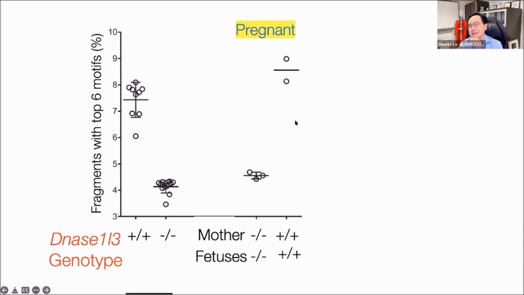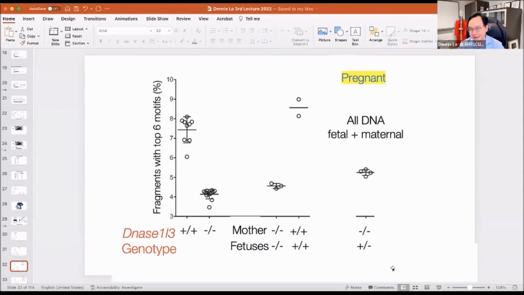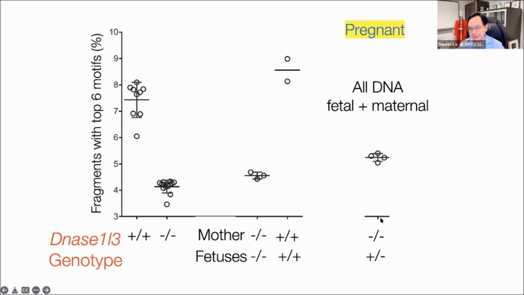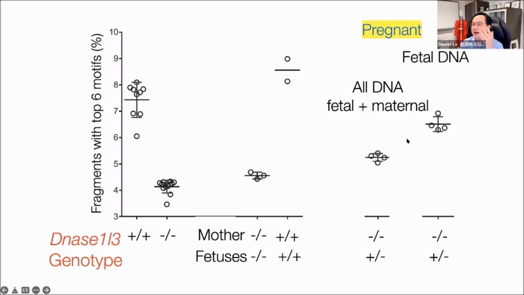Now the interesting bit is if the baby and the mother have different genotypes. So remember, if the mother has the knockout, but the baby is heterozygous, then you can see there's a partial salvaging of the frequency. And finally, if you just look at the fetal DNA specifically in the mother's blood, because we know that the baby has got the father's DNA, which is from these white mice, we can specifically look at those DNA. You can see this further salvaging of that motif frequency.